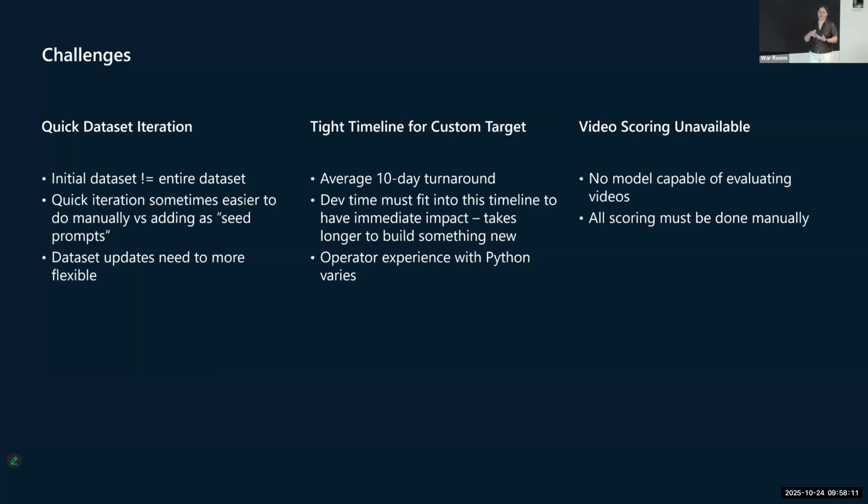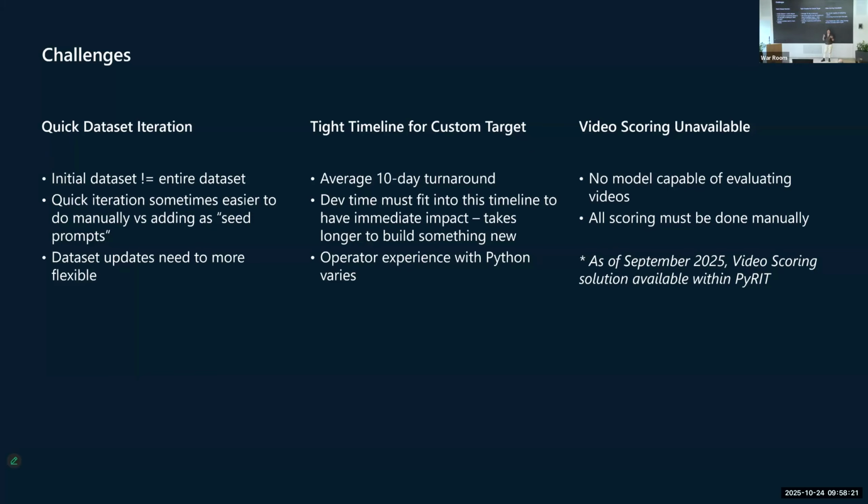So I added a little note that as of last month, we do have a video scoring solution within PyRIT. But I will note that's just capturing images within the video and then scoring that. So that works for content harms, but it may not work for things like misinformation in the audio, for example.